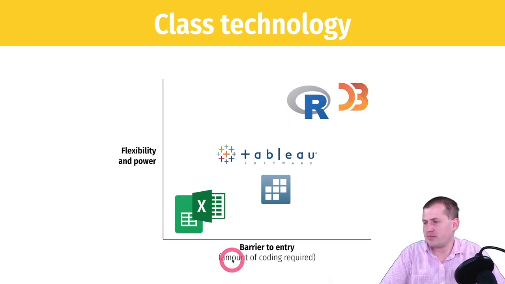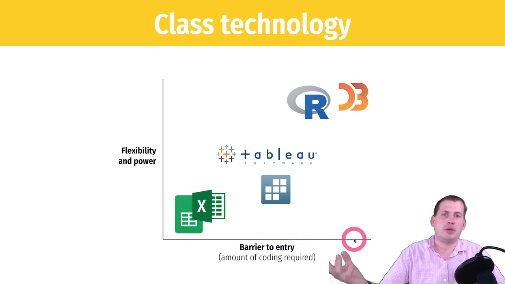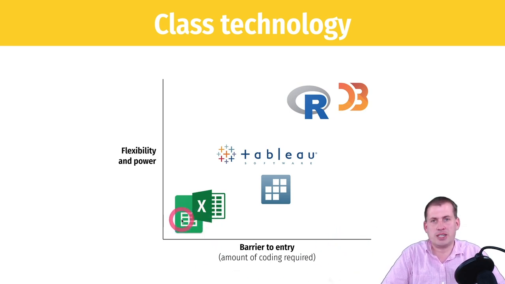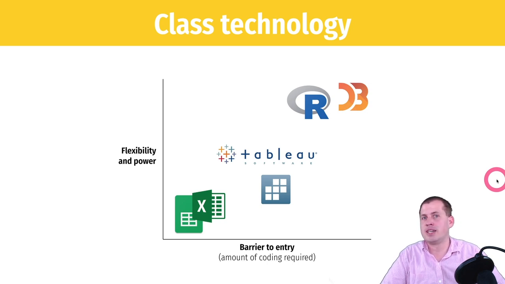If you look at this chart here, it's a fake visualization, there are no numbers here, but it's still truthful. So the x-axis here is the barrier to entry. It's how much code you have to write to be able to create stuff in that program. So in Excel or Google Docs, you don't have to write any code. You just type numbers in and then click on a button and it spits out a chart.